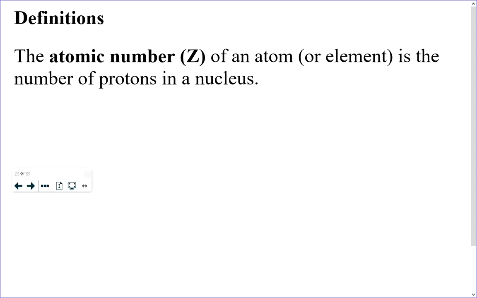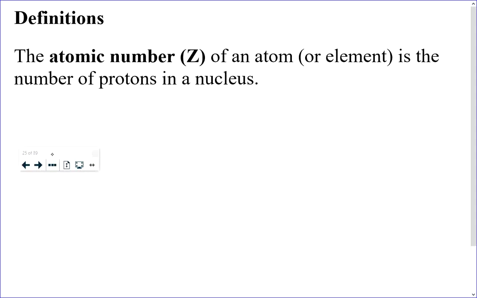Speaking of uranium, uranium is atomic number 92. And what that means is every uranium nucleus in the universe has to have 92 protons. Any nucleus that has 92 protons is uranium. It doesn't matter how many neutrons are in the nucleus. It doesn't matter how many electrons are orbiting the nucleus. And that's the symbol Z.